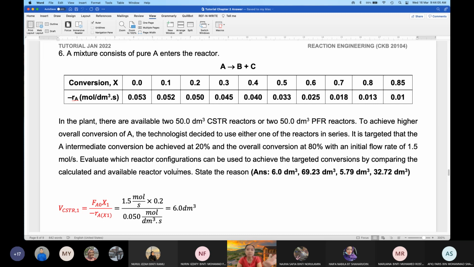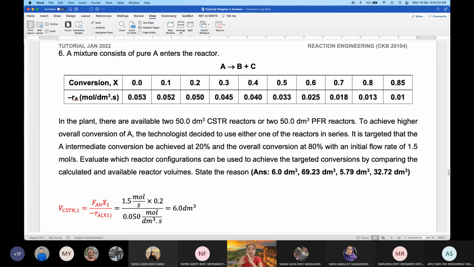If your plant has already been established, very rarely you are allowed to purchase new equipment. Most of the time you have to make do with what you have. So it's like problem solving. Okay, I already have this equipment, can I use the existing equipment if I still want to meet certain requirements? So how do we solve this?